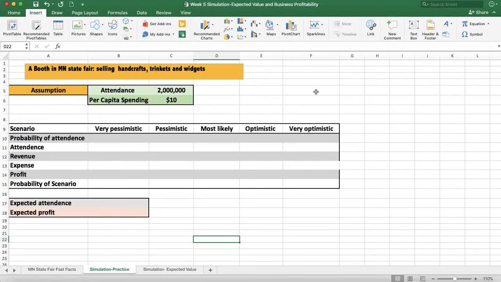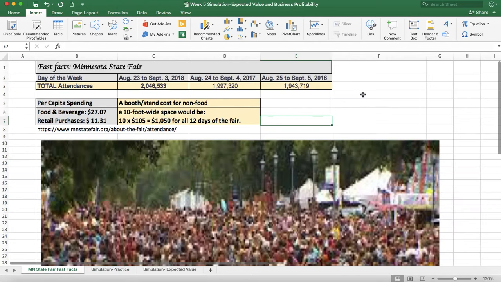Hello. In this video, we are going to apply the concept of expected value to estimate or predict business profitability. Suppose you want to rent a booth in Minnesota State Fair for selling some handcrafts, and you want to estimate the profitability. Let's do some research about Minnesota State Fair.